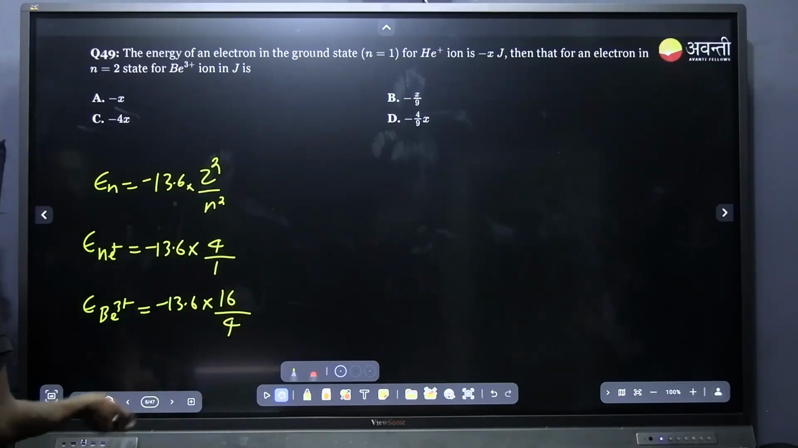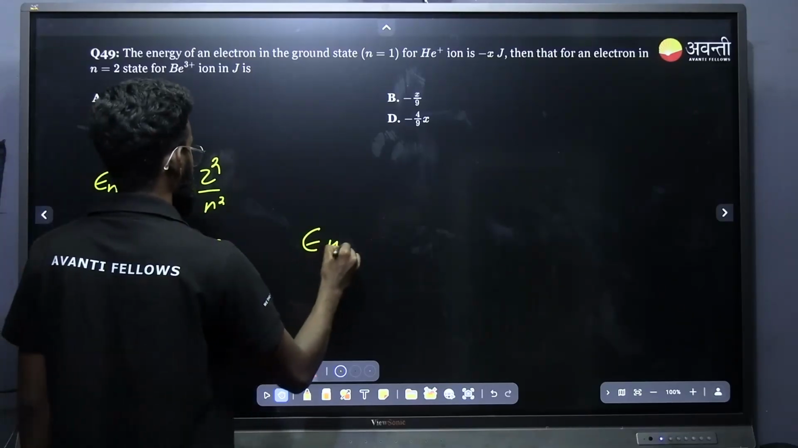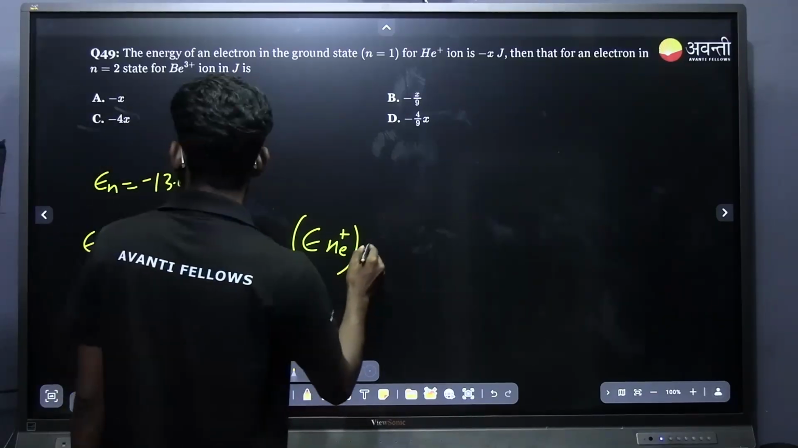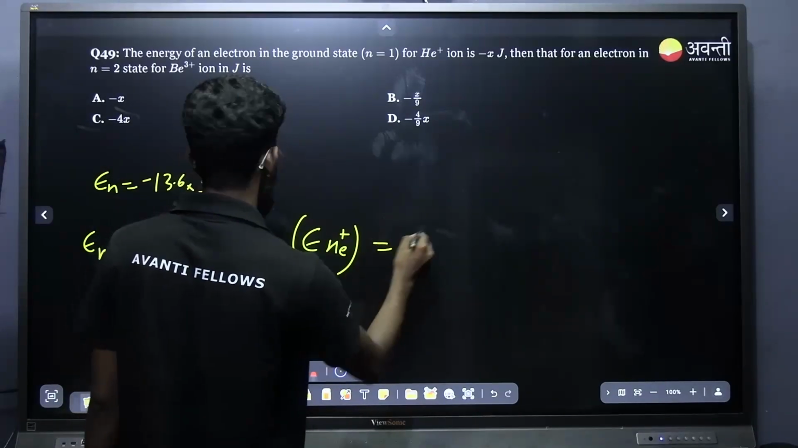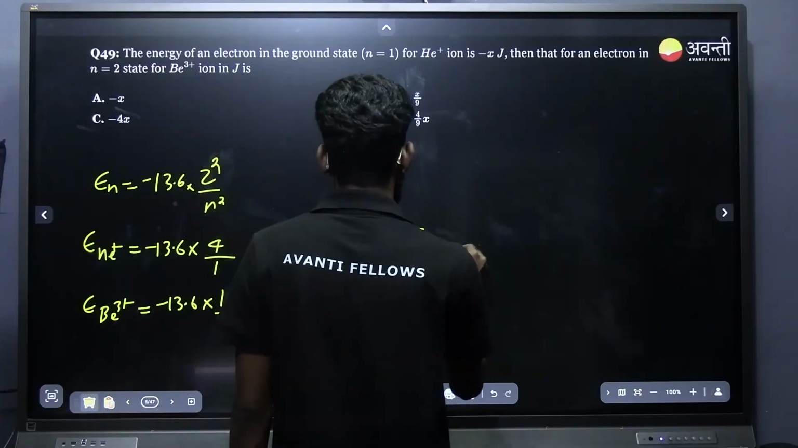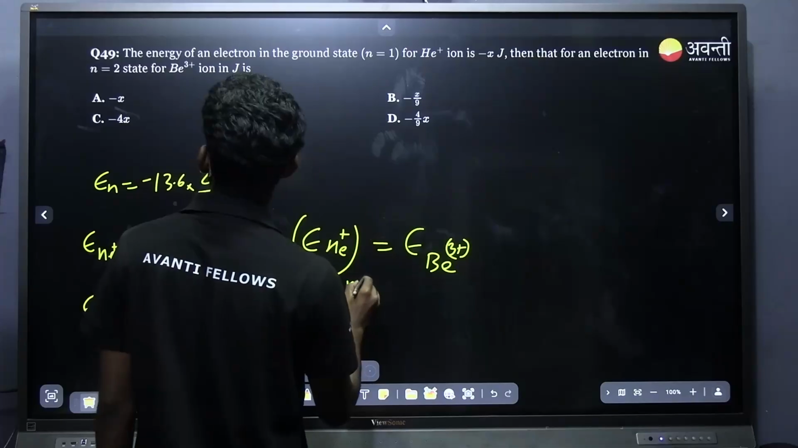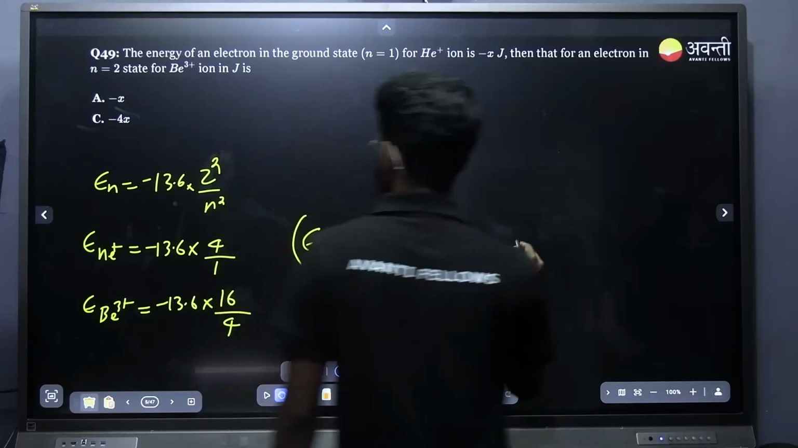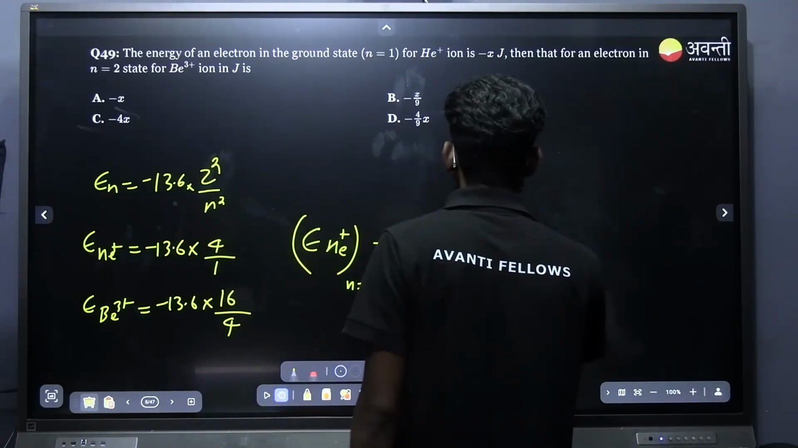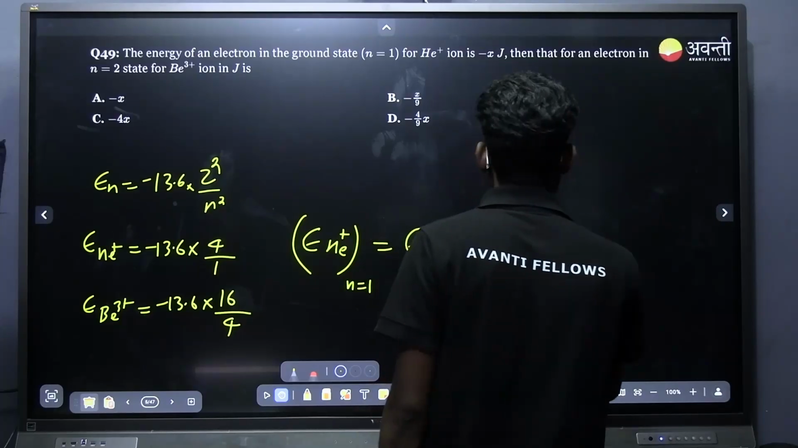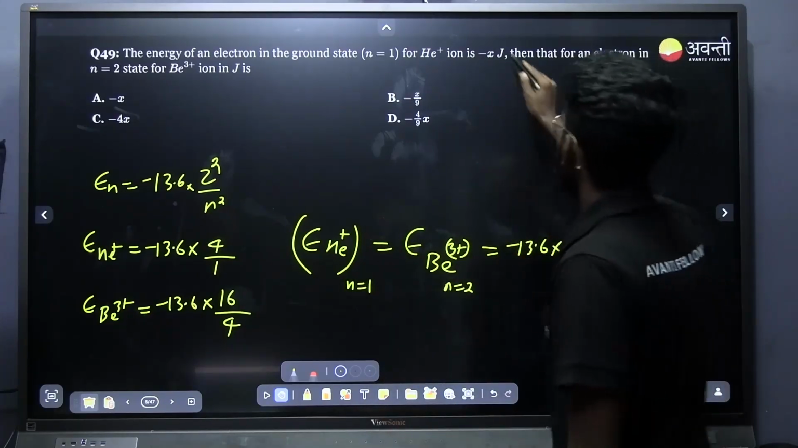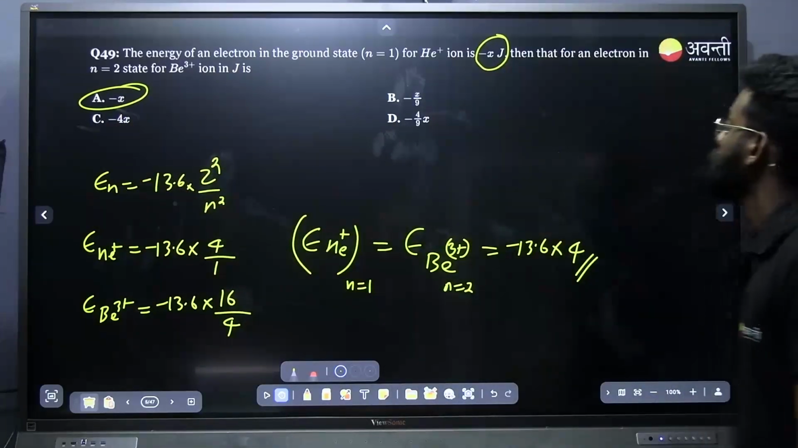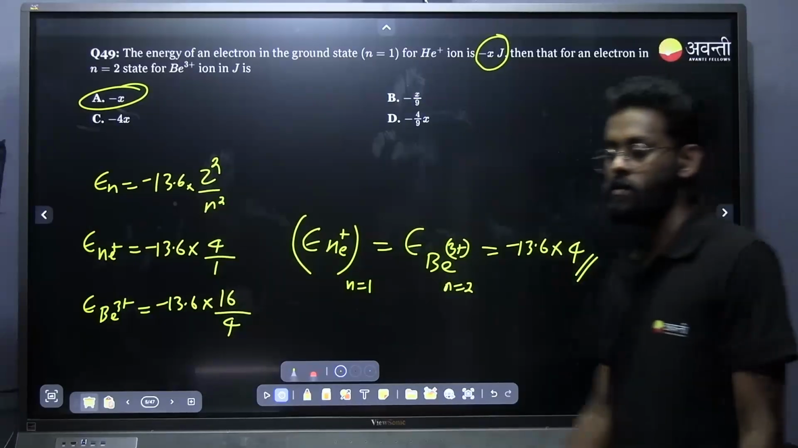So what is the answer we are getting? The energy of He plus, in which n value is equal to 1, is equal to the energy of Be 3 plus, where n value is equal to 2. What is the answer? Minus 13.6 into 4. That's going to be the answer, which means both are the same. If that value is minus x joule for helium, then for beryllium also it is minus x joule.